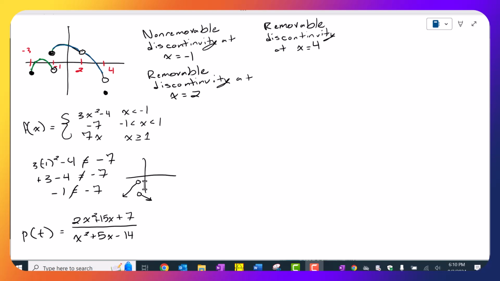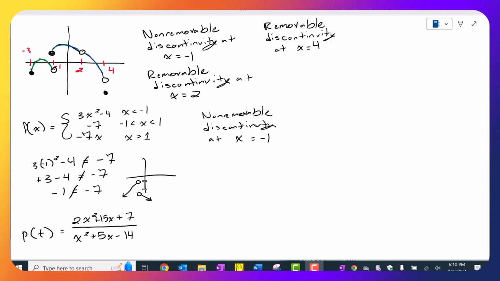So we have a non-removable discontinuity at x equals negative 1. And let me change the second example because I want it to do the other thing. So let me do this. Okay. So that was our negative 1.